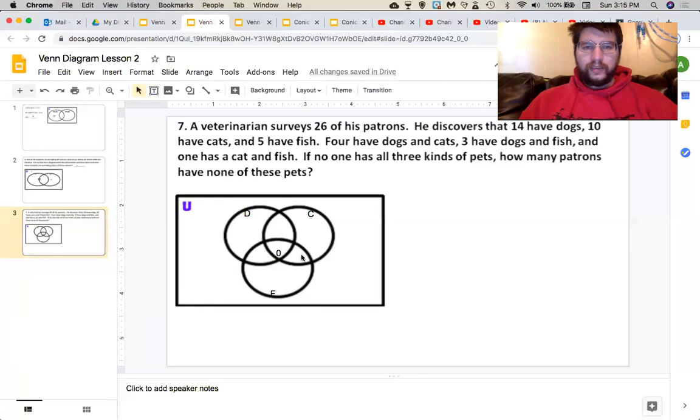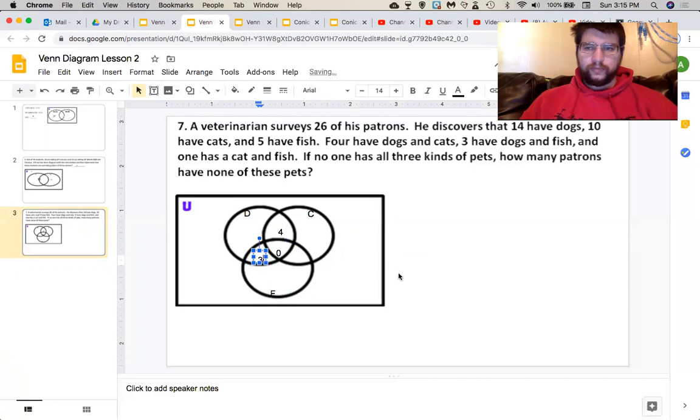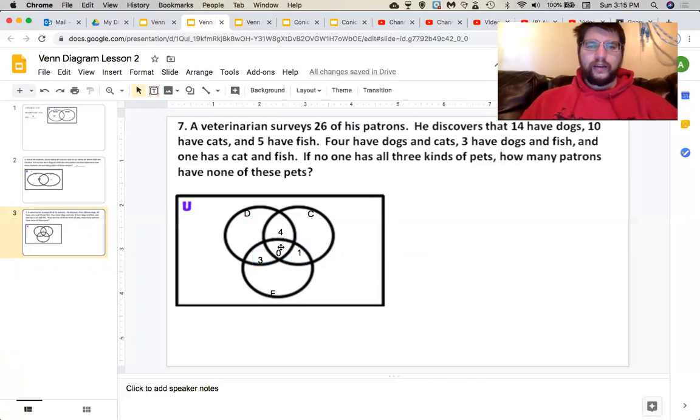Then I'm going to fill in these intersections that we know. 4 have dogs and cats. 4. 3 have dogs and fish. 3. And 1 has a cat and a fish. 1. Now that I know these, I have 7 dogs that are shared so far. So we can see how many dogs are over in here. Well, that makes 7. 7 and 7 makes 14.